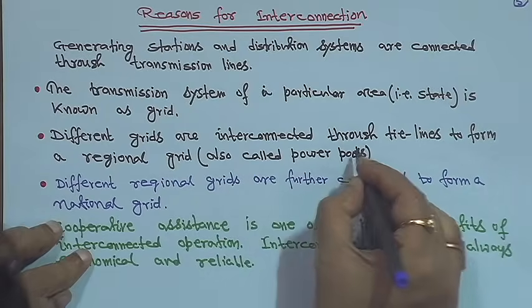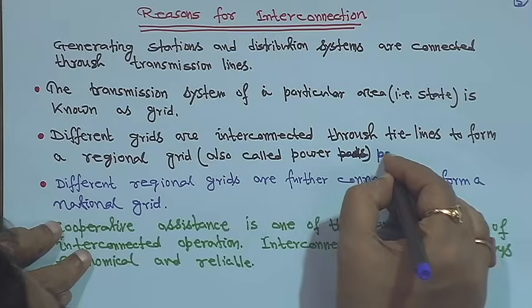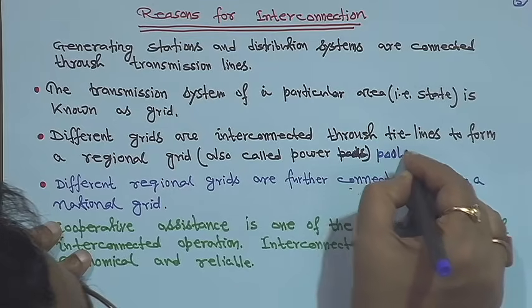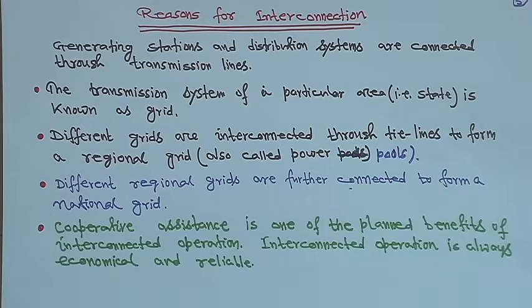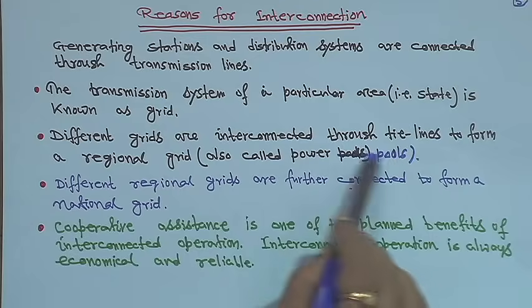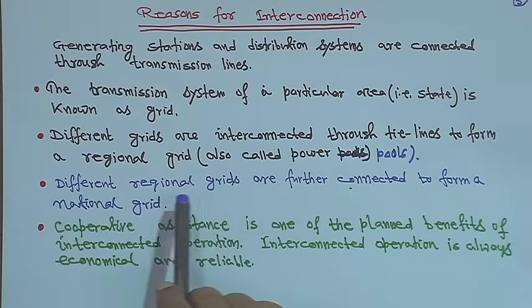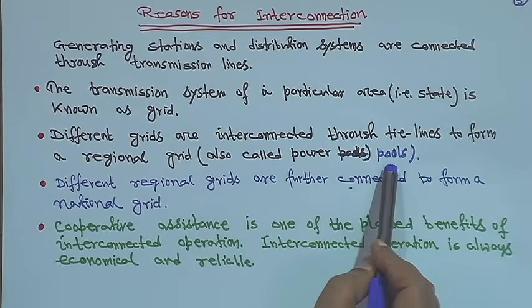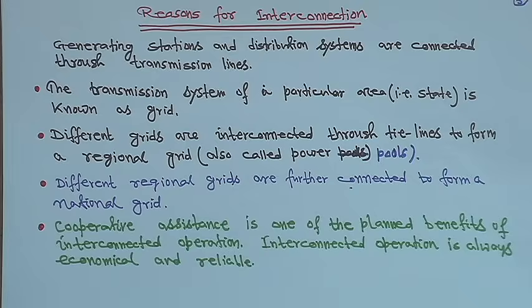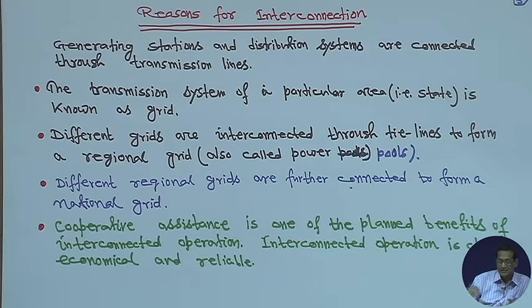This is actually power pools. So when the different grids are interconnected through tie lines, that means three-phase lines, they form a regional grid, and this is also called power pools. And different regional grids are further connected to form a national grid. So the transmission system of a particular area is known as a grid, and different grids are interconnected through three-phase lines, that is tie lines, that means they are tied together.